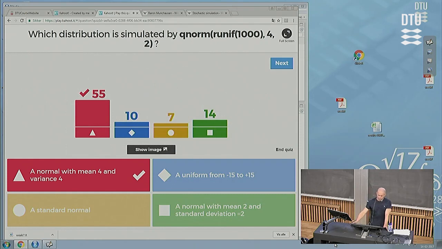Right? This is the uniforms. And then we go back with a normal with a mean of 4 and a standard deviation of 2, which is the same as a variance of 4.